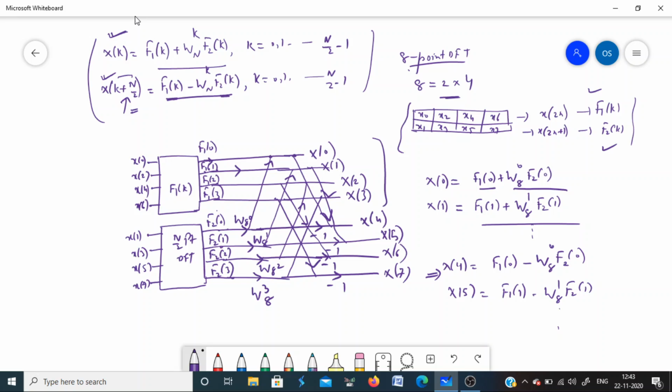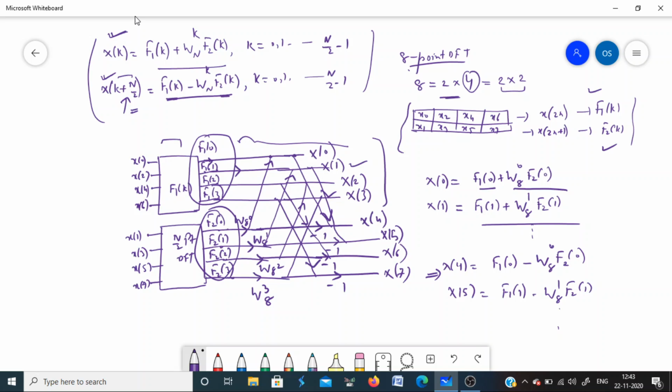So this is the structure of how you can compute the 8-point DFT from two 4-point DFTs. In general, it is to compute an N-point DFT from two N by 2-point DFTs. Now see, if we have 4-point DFTs, you can combine them to get the 8-point DFT. And then we have to see how you can get these two 4-point DFTs. To get these 4-point DFTs, you can further decompose this 4 as 2 into 2.